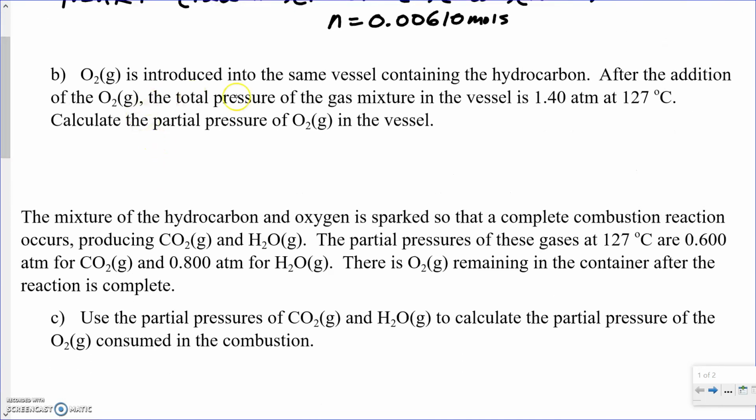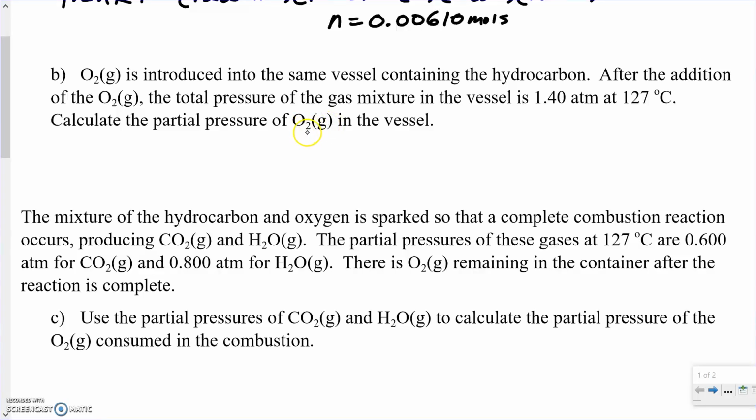Moving on. Oxygen is then introduced into the same vessel containing the hydrocarbon. After the addition of the oxygen, the total pressure in the gaseous mixture is 1.40 atms at 127 degrees Celsius. Calculate the partial pressure of O2.